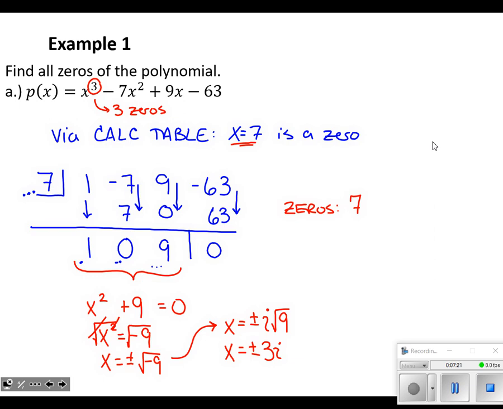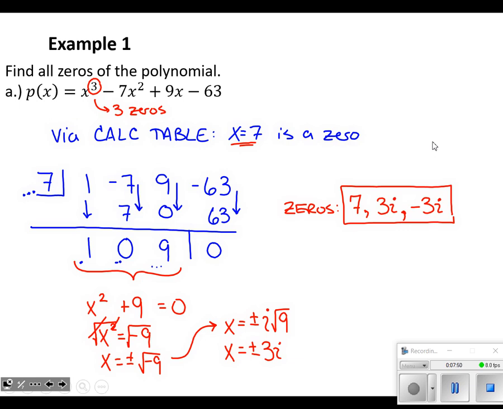So to finally answer the question, our zeros: we had the 7 that we got from the calculator, we got a positive 3i from our square root work, and we also got a negative 3i from the square root work. Remember, these imaginary or irrational solutions that we get when we square root both sides or use the quadratic formula or something, they always come in conjugate pairs. So that's what we see here, positive 3i and negative 3i. 1, 2, 3 zeros for a third degree polynomial. It fits the fundamental theorem of algebra.